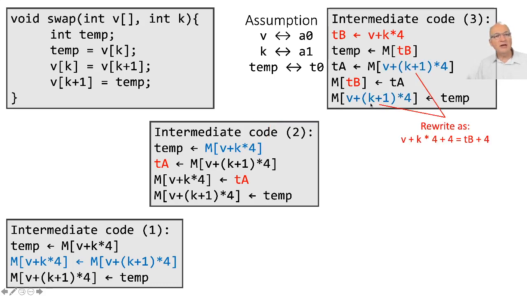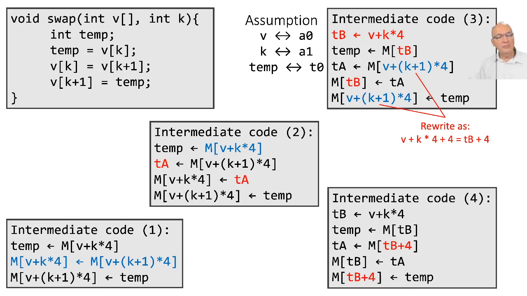Next, I can rewrite the expression of the address for v plus (k plus 1) times 4 as TB that I already computed, that is v plus k times 4, plus 4. Because in the addressing of memory in RISC-V, I can have an offset that is different than 0 when I access the memory. And this will save me on doing additional address computation that would not be necessary. So I have now replaced that access with TB plus 4.